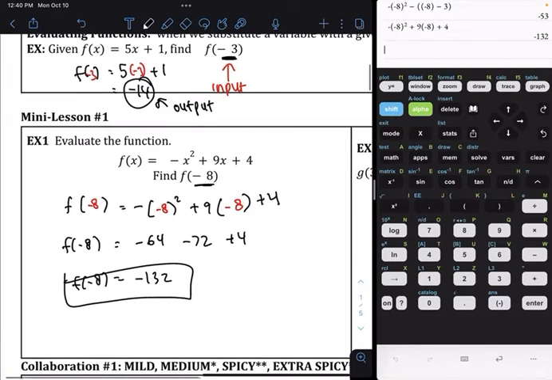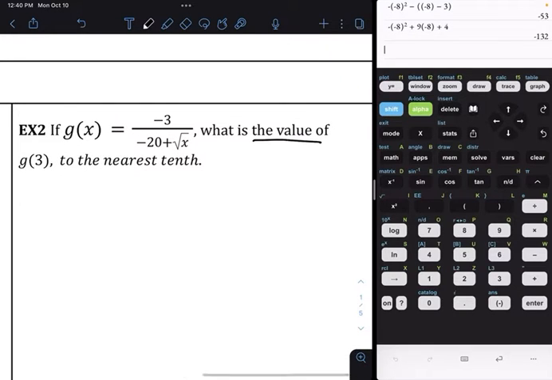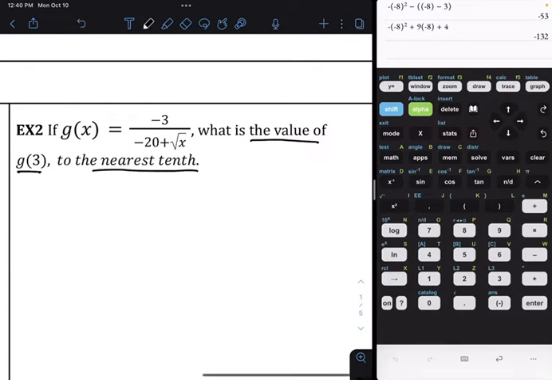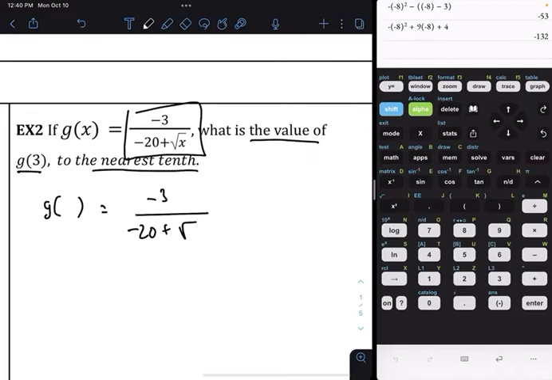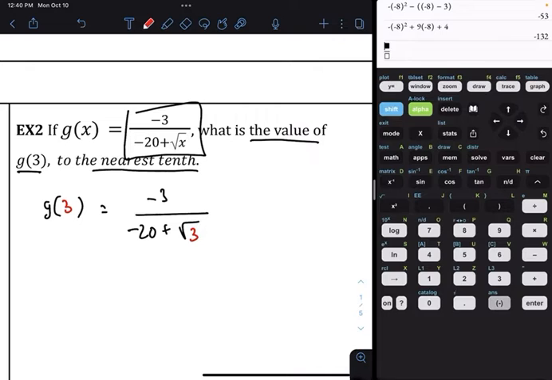Okay, let's try a little bit more spicy problem. What is the value of g of 3 to the nearest 10? And we have this function right here. So again, just like what I told you, we're gonna replace the x with 3, right? So this is gonna be 3. This is gonna be 3. So we can just use a calculator. Alpha y equals, enter, -3 on top, -20 in the bottom, plus square root of 3.